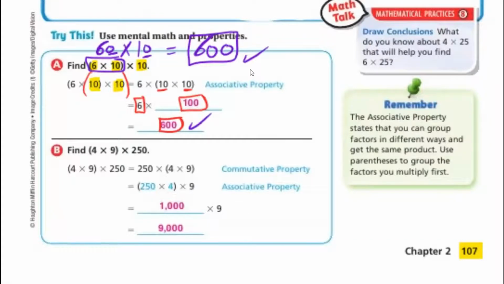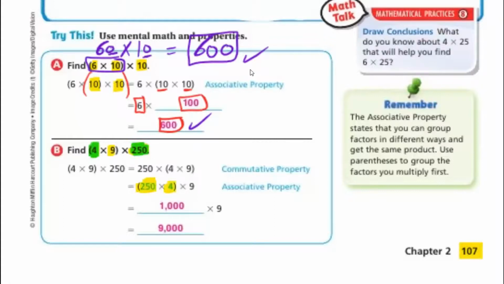Okay, let's see the next one. 4 multiplied by 9 multiplied by 250. If you see here, we have friendly numbers, right? We have 4 and 250, right? So let's group them with each other like that.